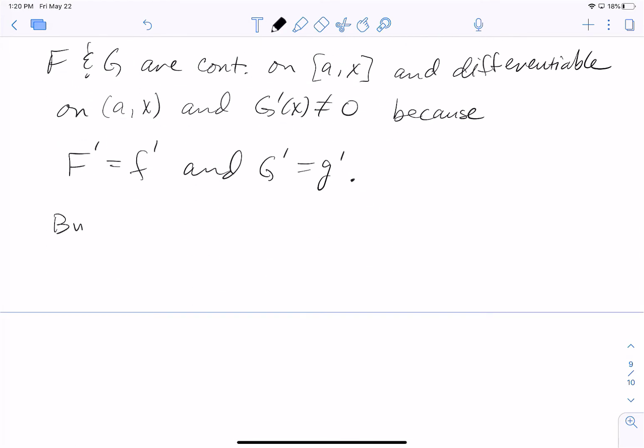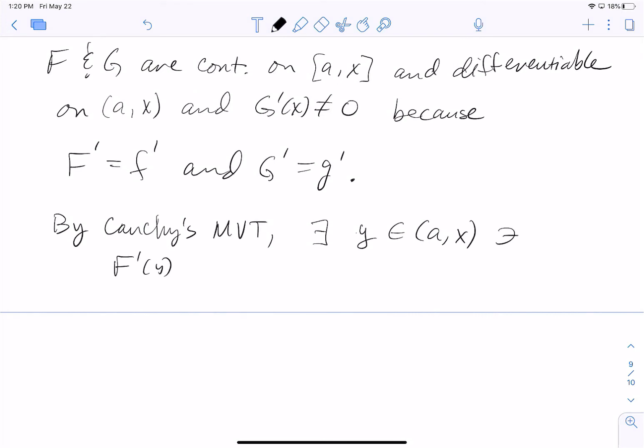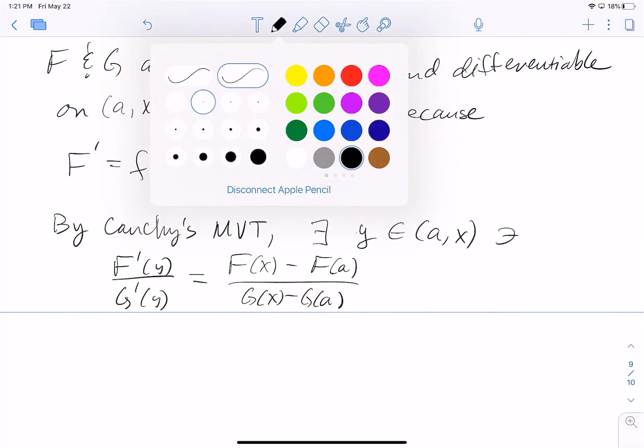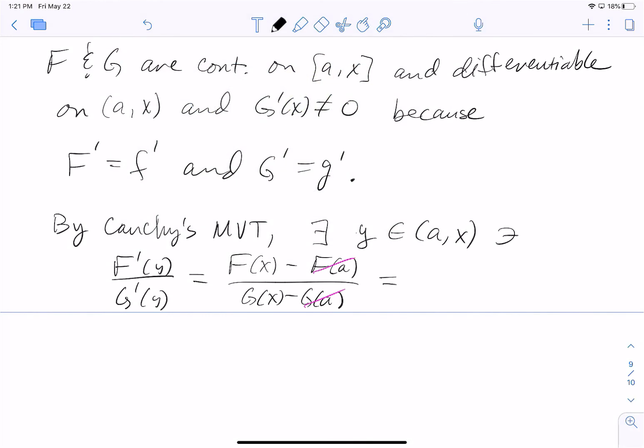By Cauchy's mean value theorem, then, there exists a number y in the interval from a to x such that uppercase F prime of y divided by uppercase G prime of y is equal to F of x minus F of a divided by G of x minus G of a. But folks, F of a and G of a are 0 by definition. Therefore, F prime of y divided by G prime of y equals F of x divided by G of x.